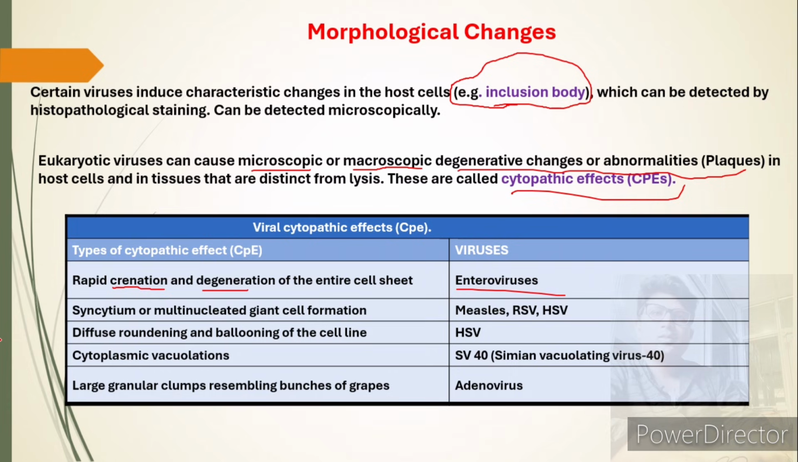Now syncytium formation, I have told you, syncytium is multinucleated giant cells. This can be caused by measles, RSV, HSV, herpes simplex viruses, respiratory syncytial viruses and measles. Diffuse rounding and ballooning of the cell line is due to HSV again, and cytoplasmic vacuolations are due to SV40, simian vacuolating virus or simian virus 40. Then large granular clumps resembling branches of grapes are seen with adenoviruses.